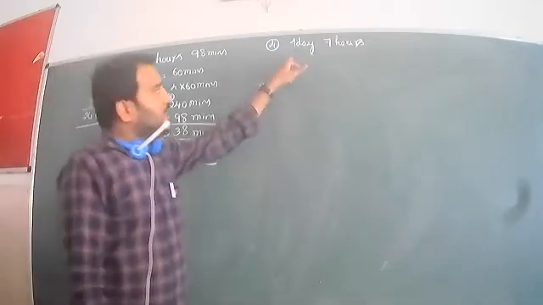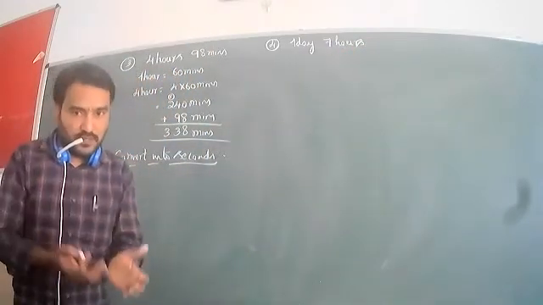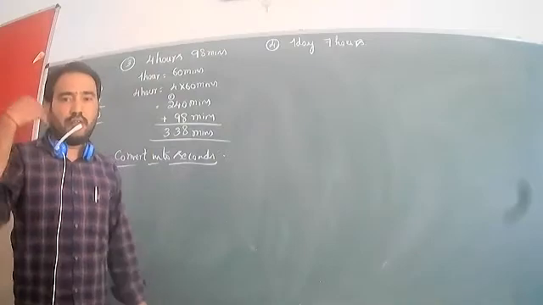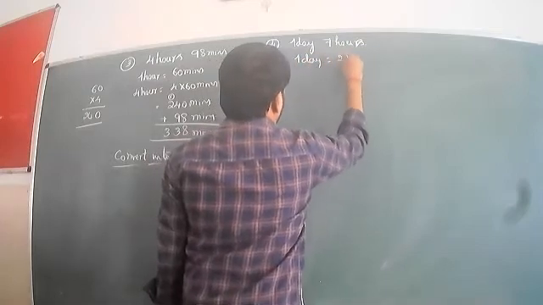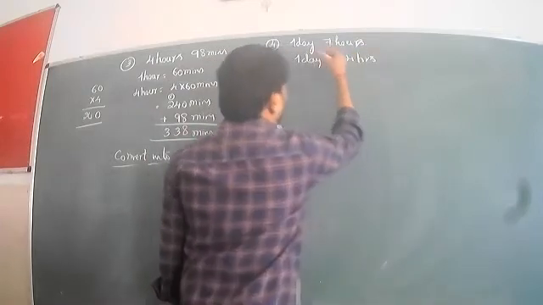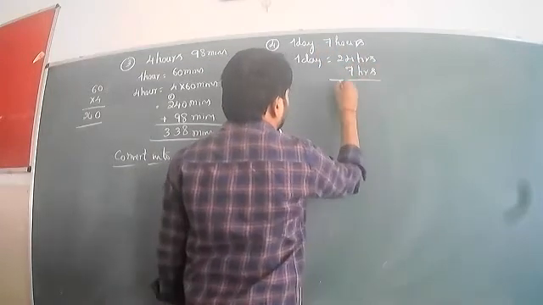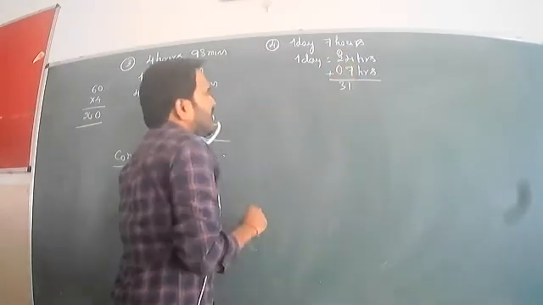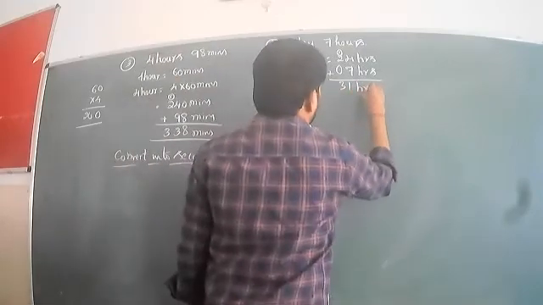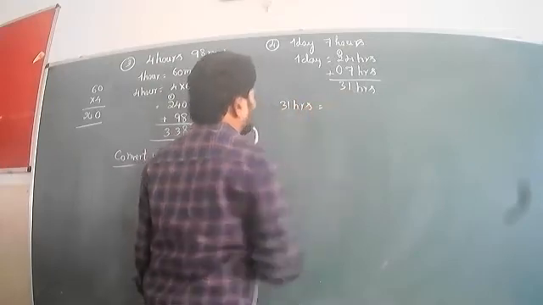First, the day has to be converted to hours. Then adding the hours we get the total hours. That hours has to be converted to minutes. Keep in mind. So first, one day equal to how many hours? One day equal to 24 hours. Then we should add 7 hours, because it is the remaining hours. So we get 31 hours.